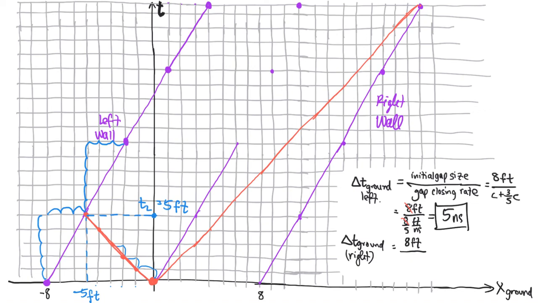Now, we have two contributors once again. The photon is closing the gap, but now the wall is increasing the gap. So instead of adding c plus v, we subtract the two because the wall is increasing the gap. So it is a negative gap closing rate. Well, when we do this out, we have 8 feet over 5/5 c minus 3/5 c, which is 2/5 feet per nanosecond. Our units of feet cancel as before, but now we have, instead of 5 nanoseconds, 8 over 2, which is 4, and 4 times 5 is 20. So we have 20 nanoseconds.